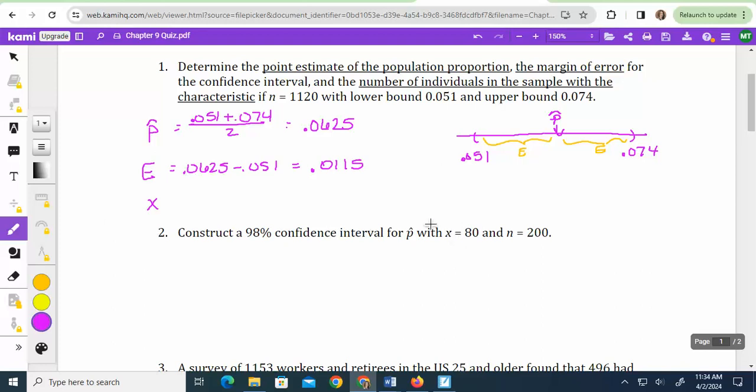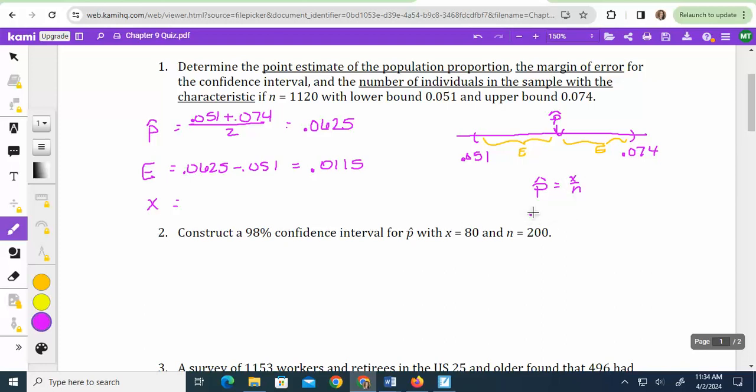Thank you. How do we find x? It is a great question. How do you find p-hat? What's the formula for p-hat? Flip them. X over n.